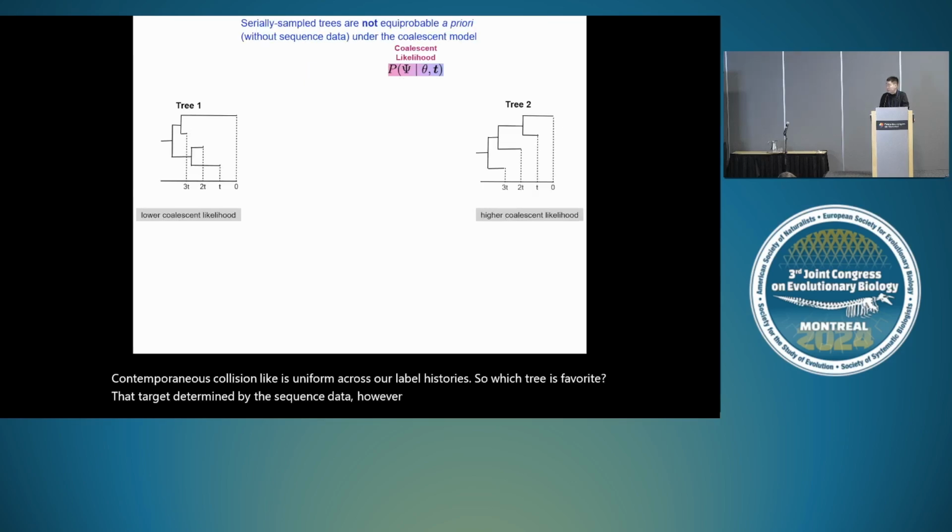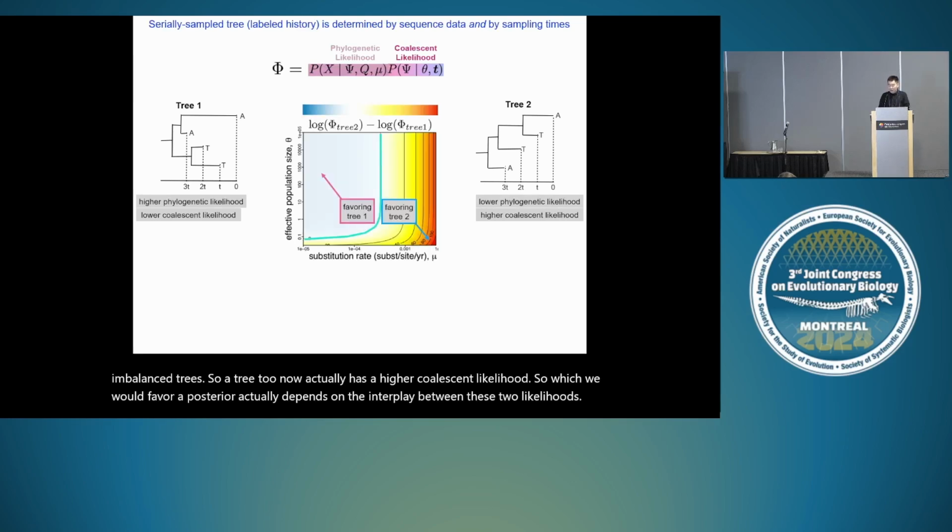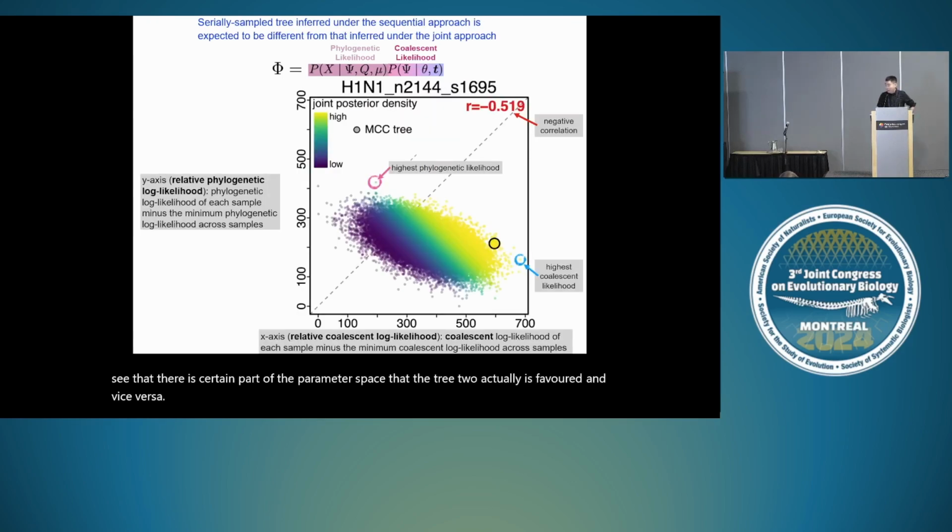However, when the tips are serially sampled, the coalescent likelihood is not uniform anymore. Instead, it will be higher for more imbalanced trees. So tree 2 now actually has a higher coalescent likelihood. Which tree will be favored a posteriori depends on the interplay between these two likelihoods. Let's denote the product of these two likelihoods as phi, and plot the difference in log phi between these two trees as a function of the clock rate and effective population size. We can see that there is a certain part of the parameter space where tree 2 is favored, and vice versa. Well, that's just a toy example, right?